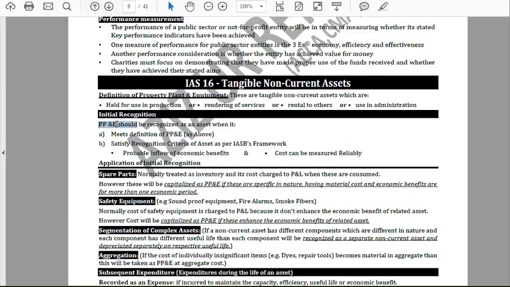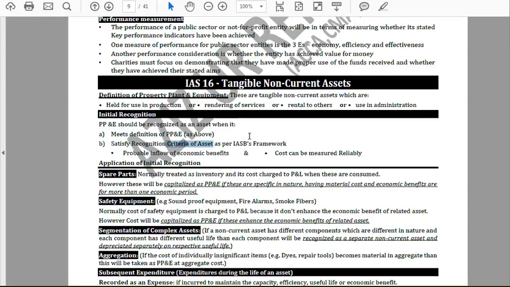So property, plant and equipment should be recognized as an asset when it meets the definition of property, plant and equipment. Obviously, we will only record an asset as property, plant and equipment when it satisfies the definition. And what is the definition? Those non-current assets held for use in production or use in services or rental to others or use in administration. So we can only record an asset as property, plant and equipment if it meets the definition. Secondly, it satisfies the criteria of an asset as well.